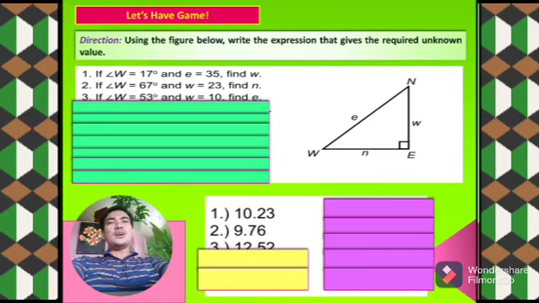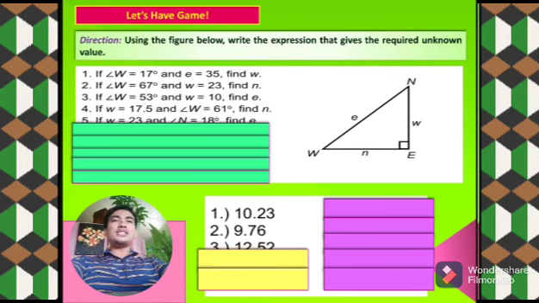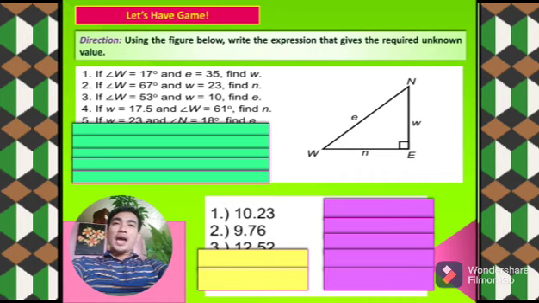Next number 4. Oops, wait a minute. We'll have first number 4. If side W is equal to 17.5 and angle W is 61 degrees, find N. Including number 5, if the side W is equal to 23 and angle N is equal to 18 degrees, find side E. So I'll be giving you 10 seconds. Ready? Go!